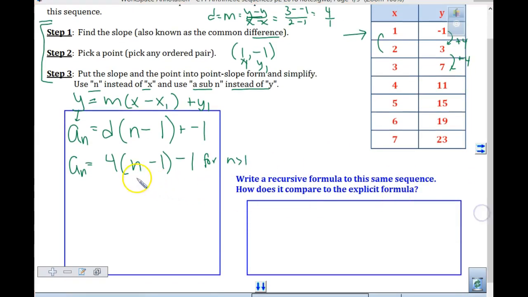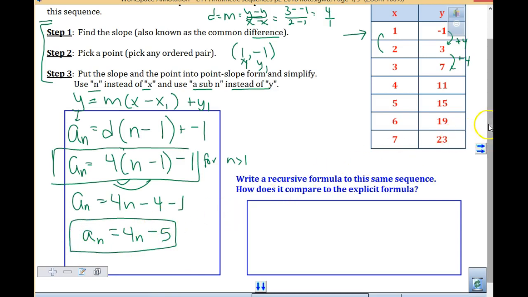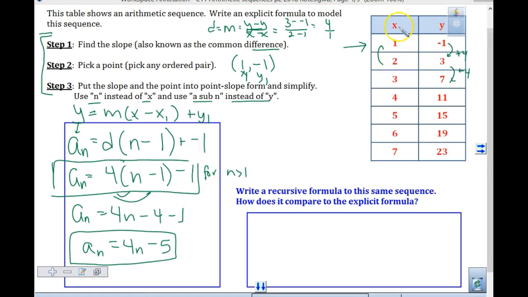So if we are looking at that, we now want to distribute. We could stop at this point. This is point-slope form of the equation. If we want to get it in slope-intercept form, a sub n, distributing, 4n minus 4 minus 1. Our new equation, a sub n is equal to 4n minus 5. If you think about that, the 0 term, if we go back and put in 0, the 0 term would be negative 5, which makes sense. If we go back 4 from negative 1, we're at negative 5. And if I plug in 1, I get negative 1.